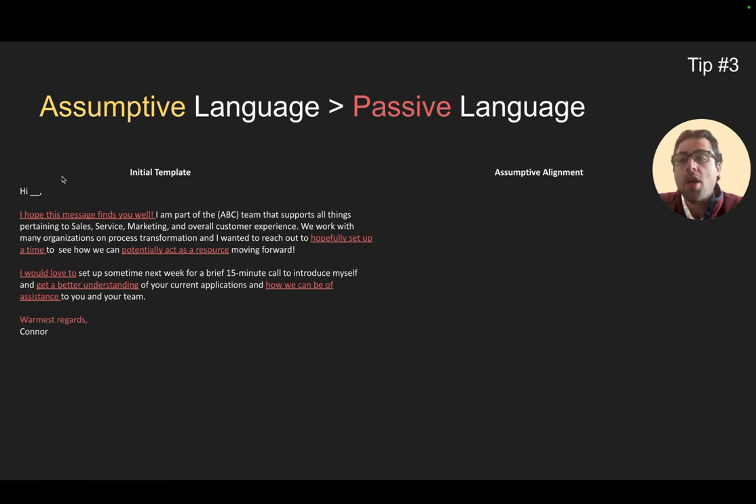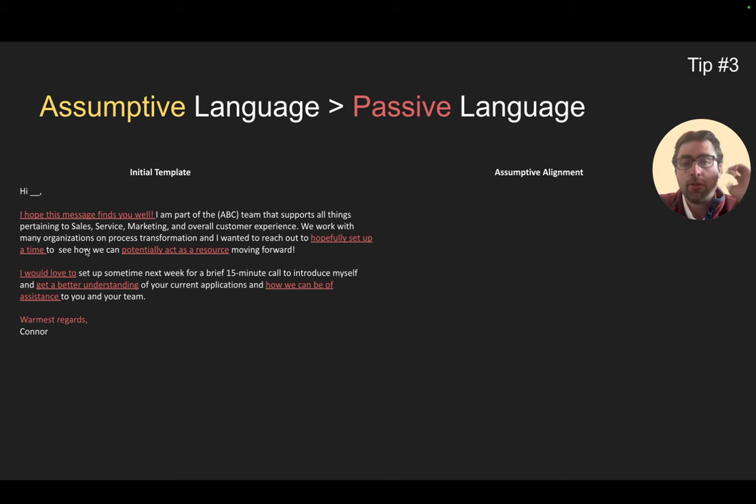But here's an example. "I hope this message finds you well. I'm part of the blank team that supports all things pertaining to blah, blah, blah. We work with many organizations on process transformation, and I wanted to reach out to hopefully set up the time to see how we can potentially act as a resource. I would love to set up time next week for a 15-minute call to get a better understanding and see how we can be of assistance to you and your team. Warmest regards."